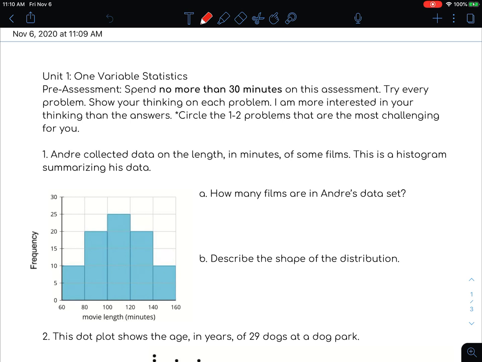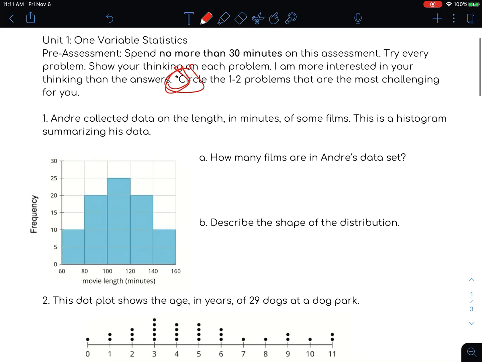It says to spend no more than 30 minutes on this assessment, try every problem, and show your thinking on each problem. I'm more interested in your thinking than the answers. Circle the one or two problems that are the most challenging for you. I'm going to do this a little bit differently this unit. I'm actually going to work this through with you, and then I'd like you at the end to come back and do the little circling reflection on what you think would have been the most challenging problems after listening to them. So I'm going to change things up right now.